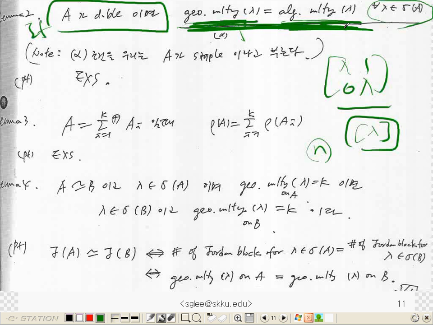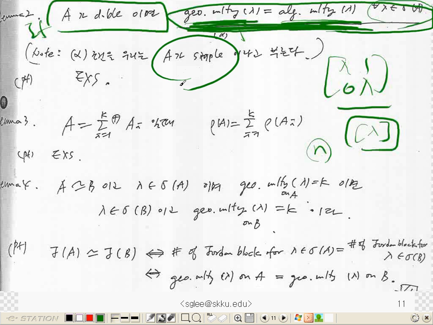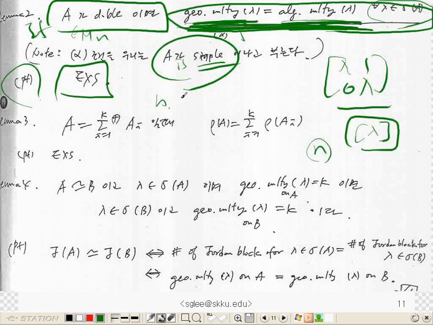When it has this condition, we say A is simple. A is a simple matrix. When we say A is simple, it means geometric multiplicity and algebraic multiplicity are all the same. The proof is just an easy argument. When we have an n by n matrix, if the algebraic multiplicity and geometric multiplicity are the same, then we have n linearly independent eigenvectors. So it's diagonalizable. When it's diagonalizable, we have n Jordan blocks of size 1, which means algebraic multiplicity and geometric multiplicity are the same. So it's an easy exercise.